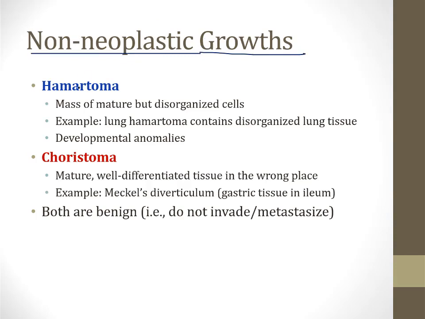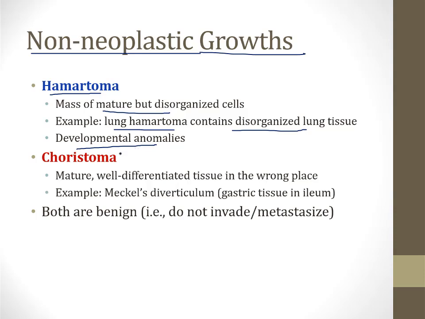The first time is when someone has a hamartoma. This is a mass of mature but disorganized cells. For example, patients often develop lung hamartomas. These growths contain lung tissue, but it's disorganized and different from the rest of the lung. This is basically a developmental anomaly. The lungs grow entirely normally, but in one place they abnormally grow, and this leads to a clump of normal, healthy lung tissue. It's not malignant, it's not neoplastic, but it is still a mass and it is still abnormal.